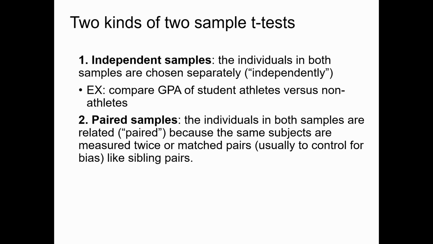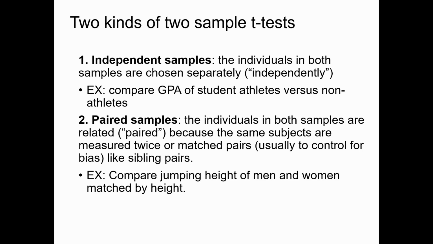And the second kind, paired samples. The individuals in both samples are related or paired in some way because the same subjects are measured twice or they're matched pairs. And usually this is done to control for bias, like doing your study on sibling pairs.